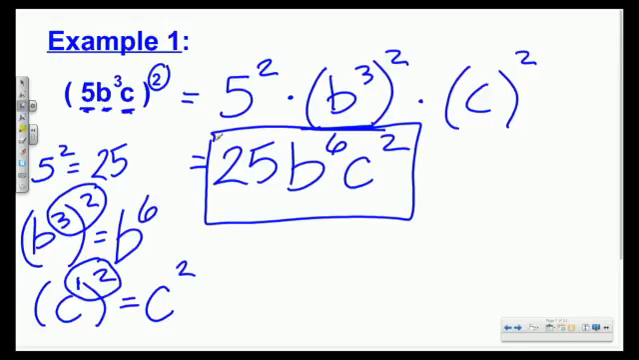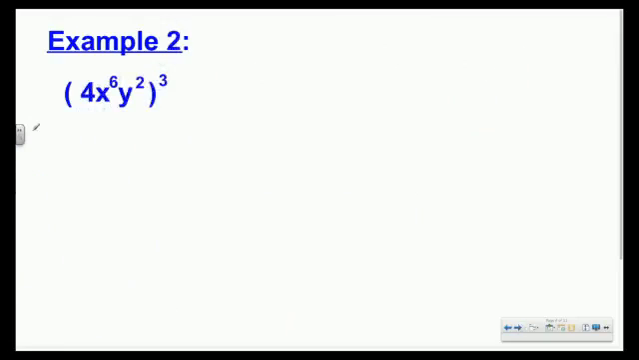Okay? Let's try another one just to make sure you got a hang of it. All right, so for this one, we have 4x to the 6th y squared raised to the third power, right? So just use our rule. We're going to raise each of these parts to the third power, like we're distributing the exponent almost.